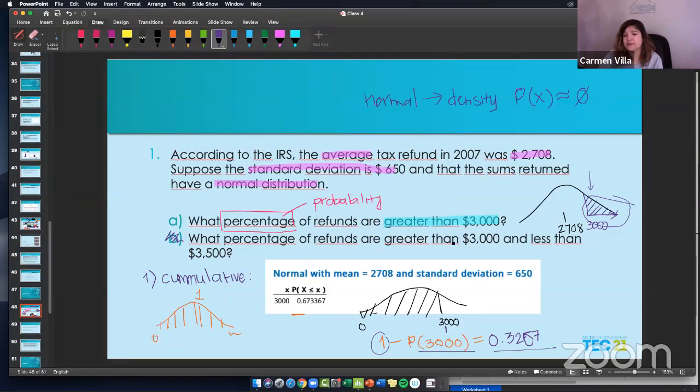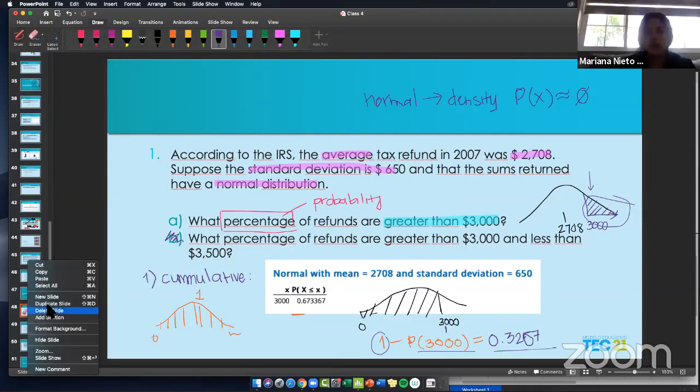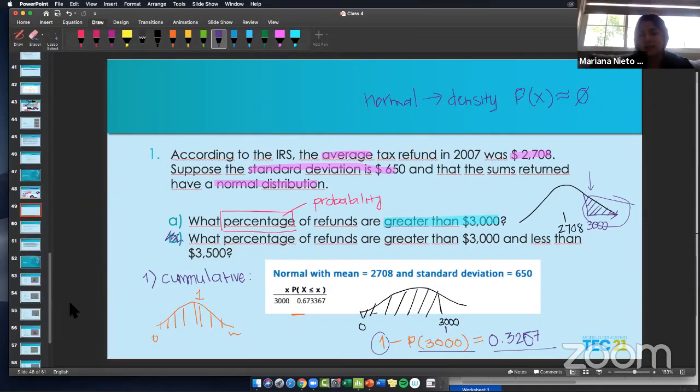So in this case, this one that is greater than 3,000, less than 3,500, how do we solve it? Ahí se sacaría del 0 al 3,500 y después se le resta el 0 al 3,000, ¿no? Perfect, yes. So let me erase all of this.